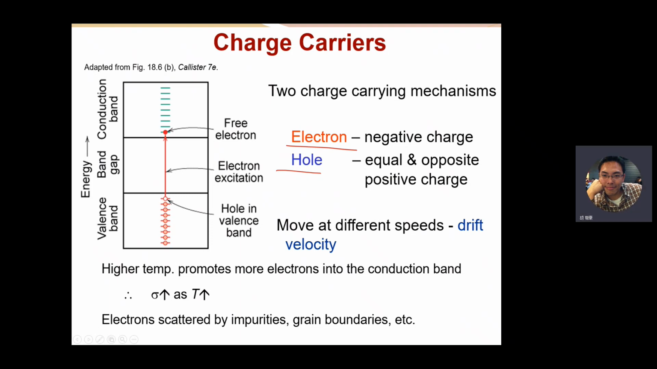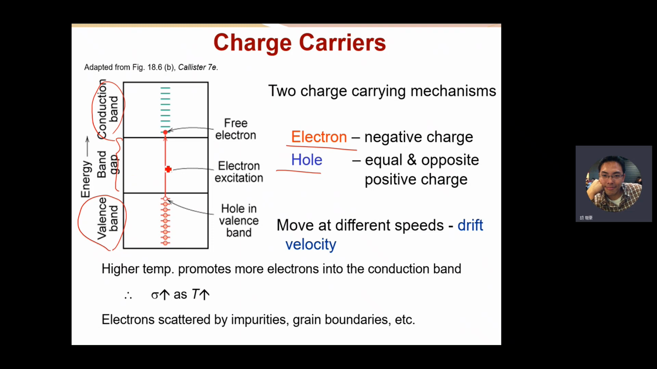Therefore, we can look at this figure. It shows clearly the valence band, which is partially or fully filled with electrons, and the conduction band, which is empty without any electrons. The distance between these two bands is called the band gap.